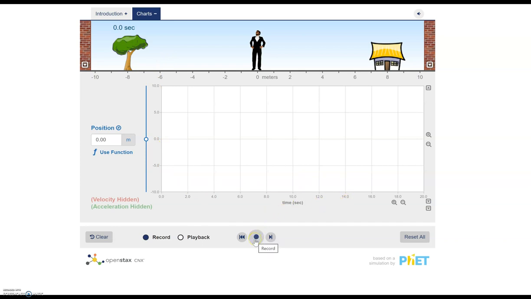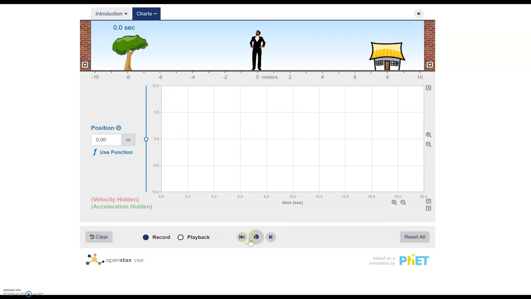So I'm going to click record right now. And we see that the man is stationary. And what we have is just a horizontal line. So as time's moving forward, nothing is happening to the position of the man.